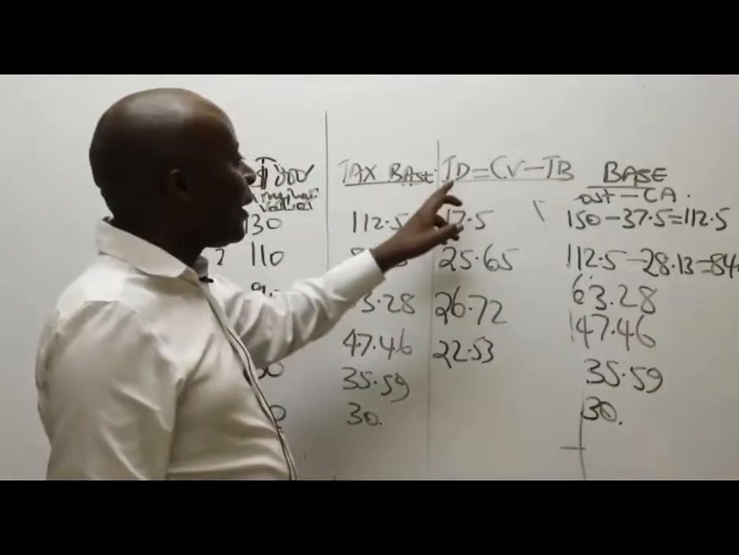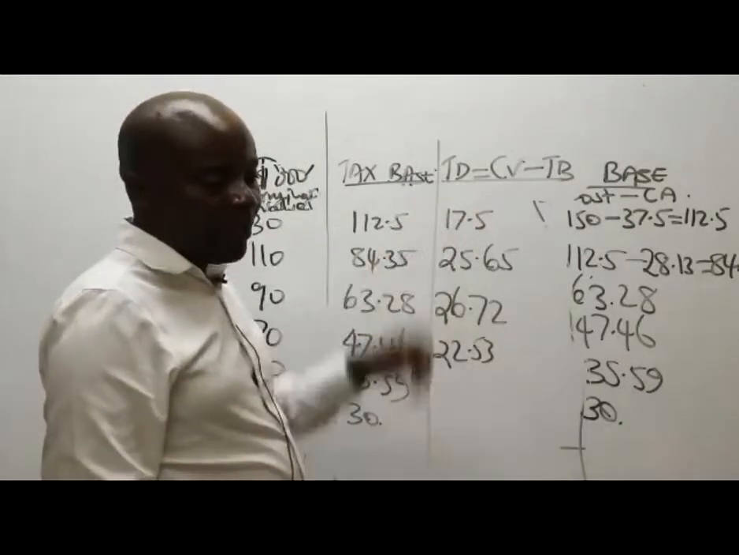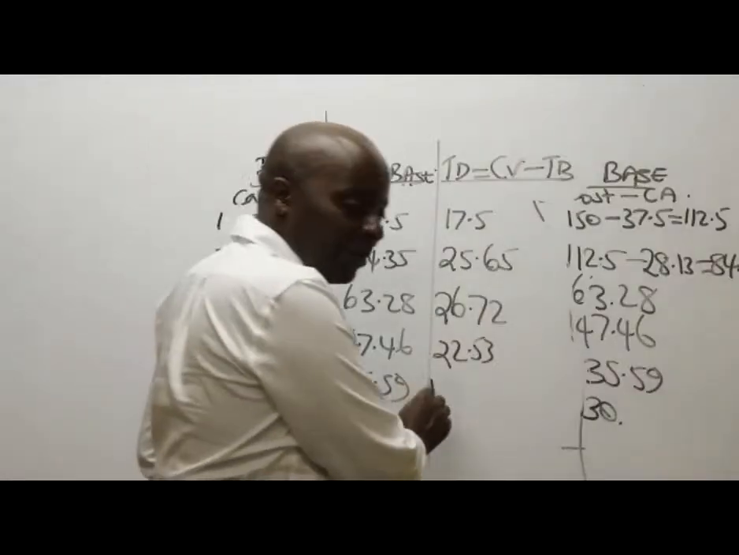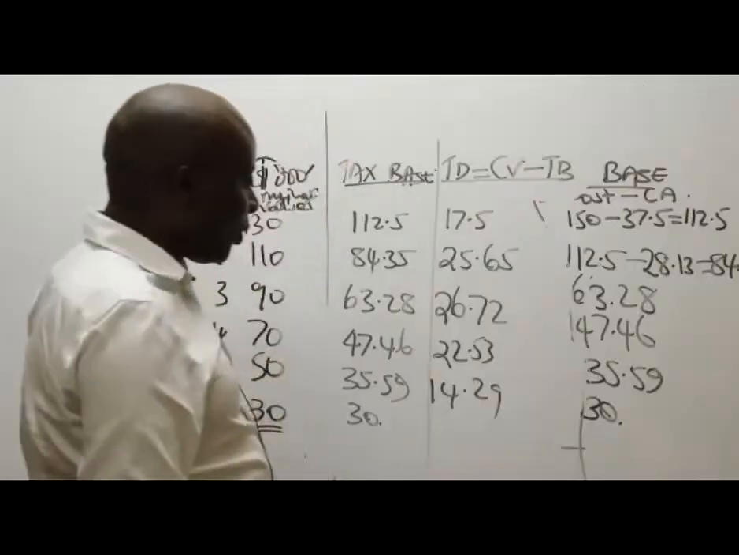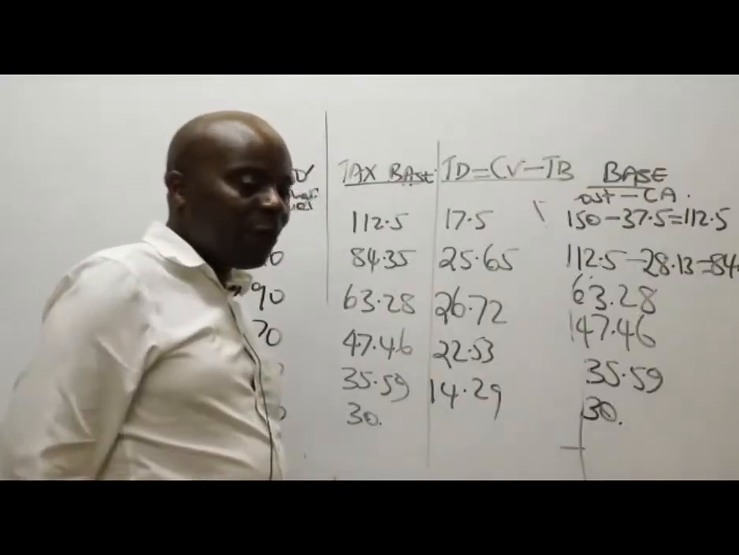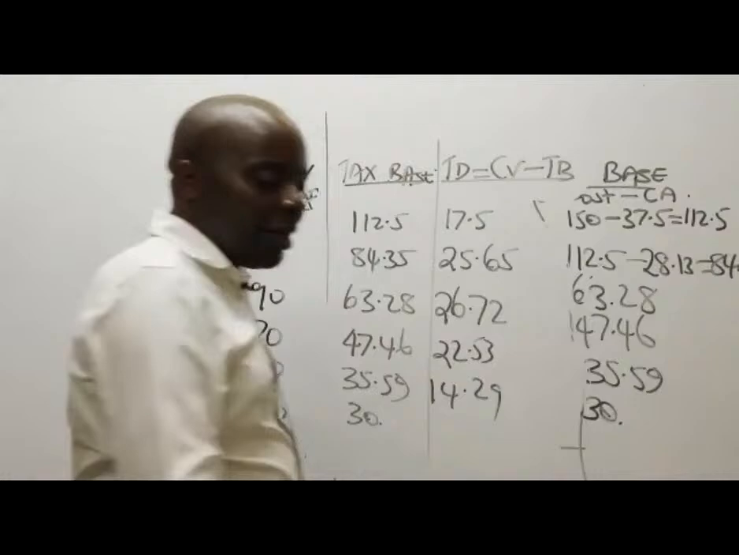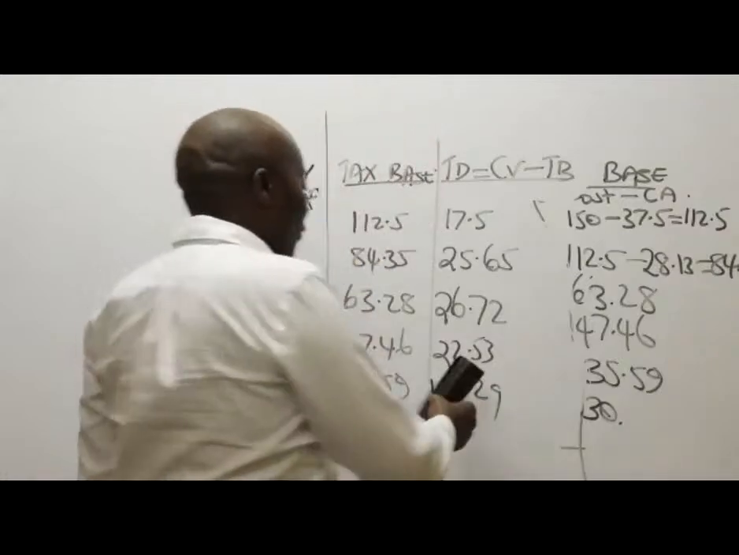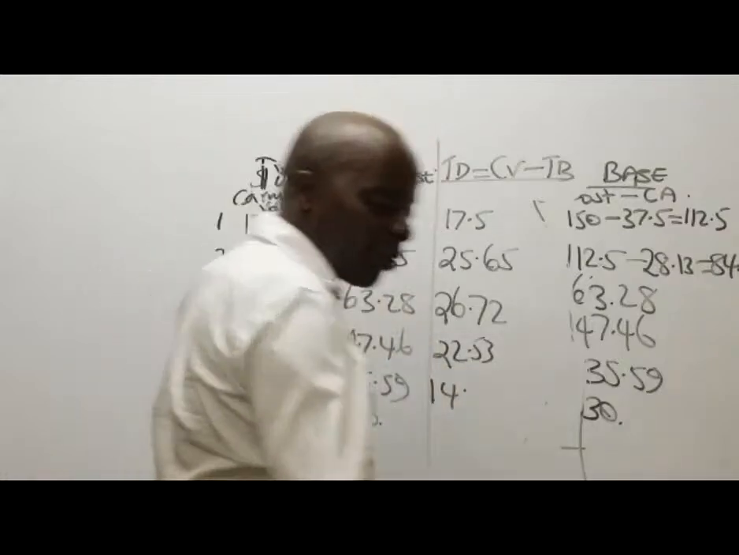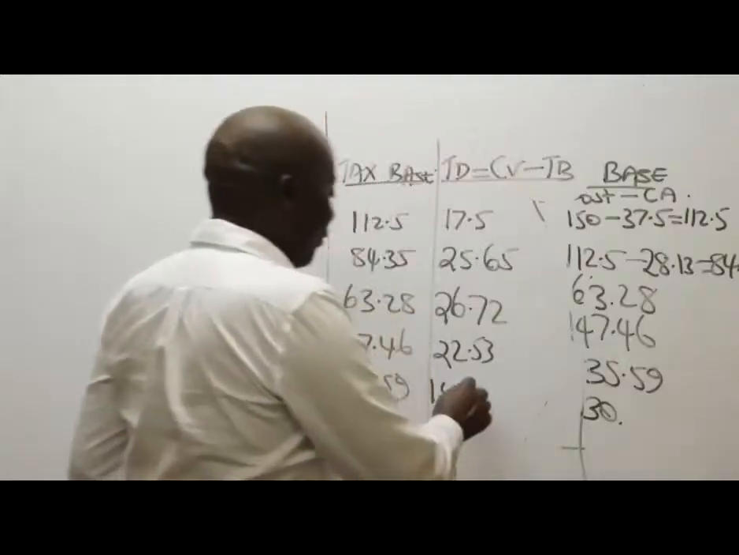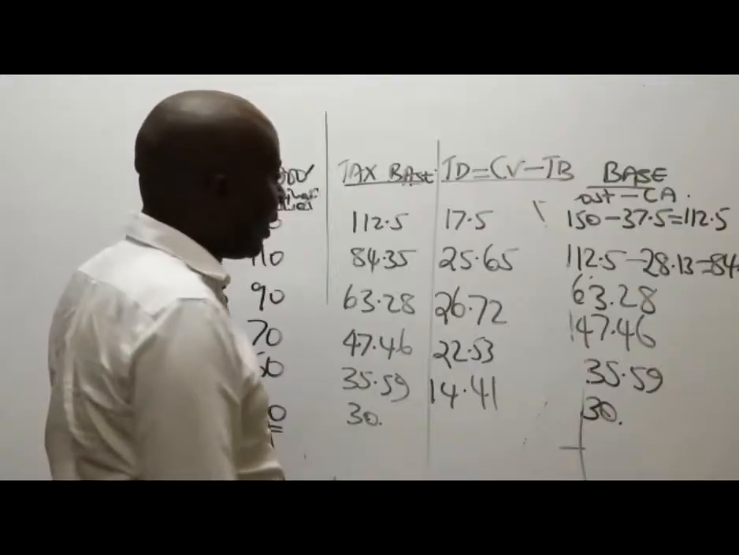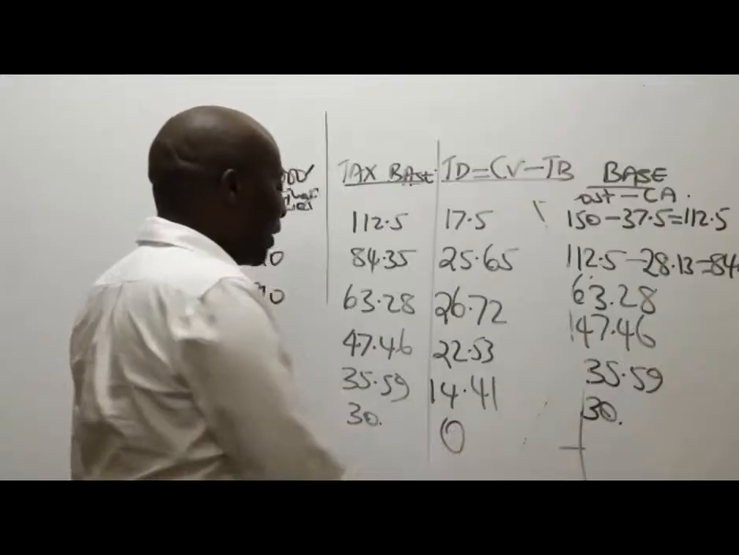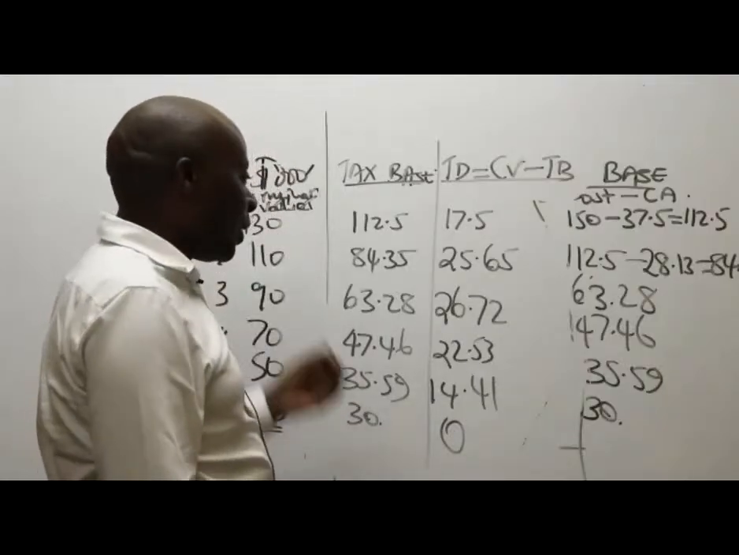TD stands for what? A temporary difference. Mary Kimani said it is 14.29. They have been very different. Is it 14.29 or 14.41? 14.41. And then the very last one, ladies and gentlemen, becomes what here? It becomes 0.